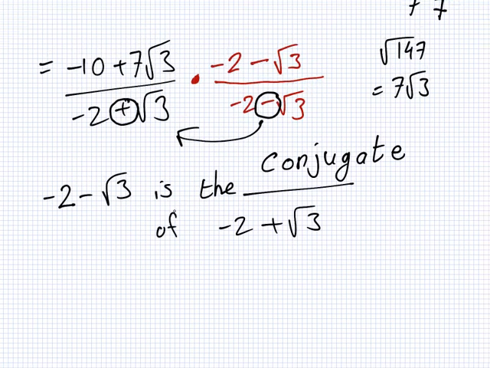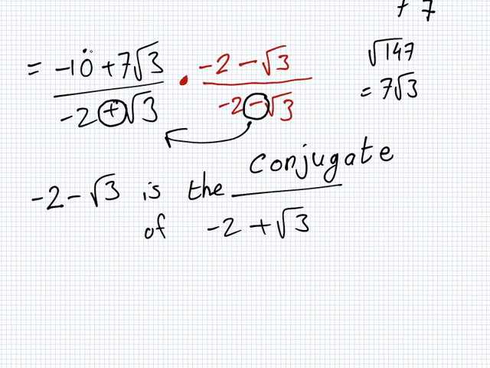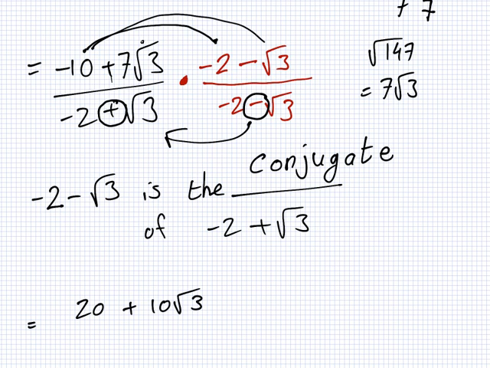Now let's multiply. So on the top we have 4 multiplications. Minus 10 multiply minus 2 is 20, and then minus 10 multiply the next one is plus 10 root 3. And then 7 root 3 multiply minus 2 is minus 14 root 3, yep. And 7 root 3 multiply minus 3 will be minus 21 then in total.